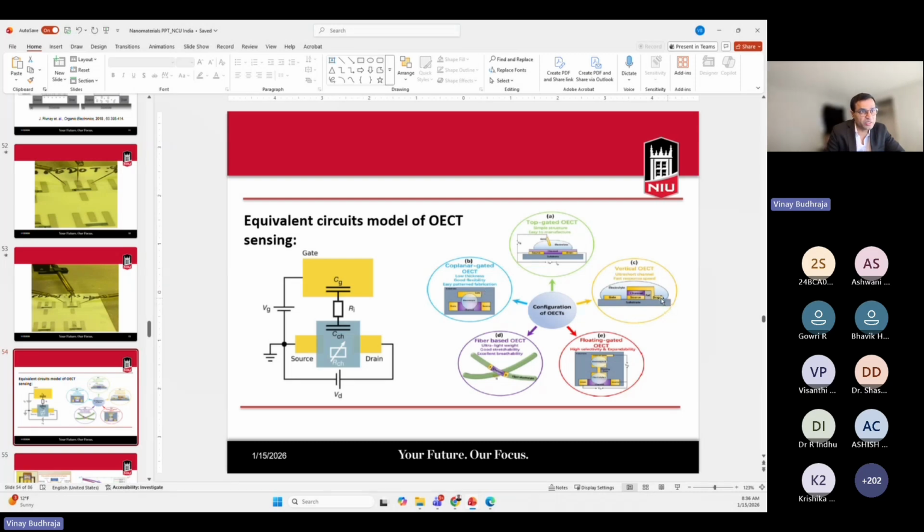Vertical OECT. That's another advantage of the OECT, that you can have source and drain in the vertical direction. And this is being used in neuromorphic applications quite well. Another type of configuration is the fiber-based OECT. OECTs can be easily fabricated on fibers, so it can be easily applicable for biosensing applications, especially for wound monitoring and wound healing.